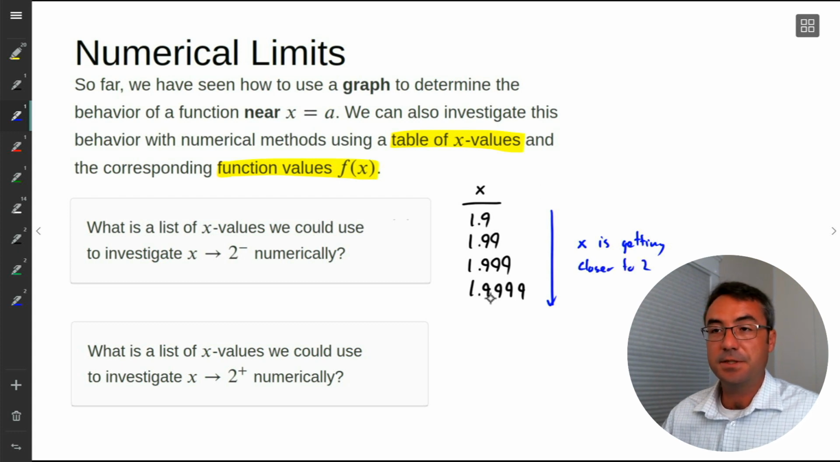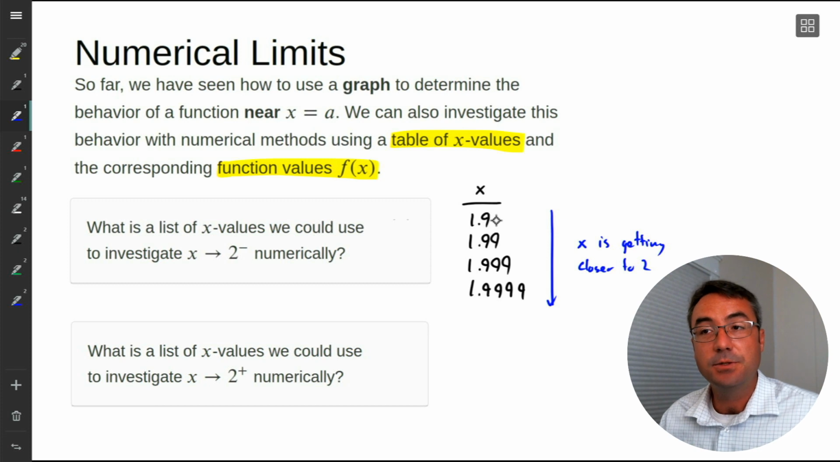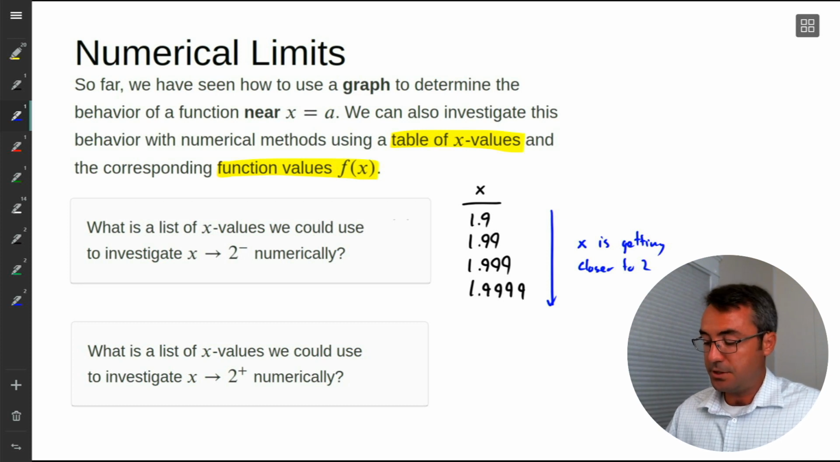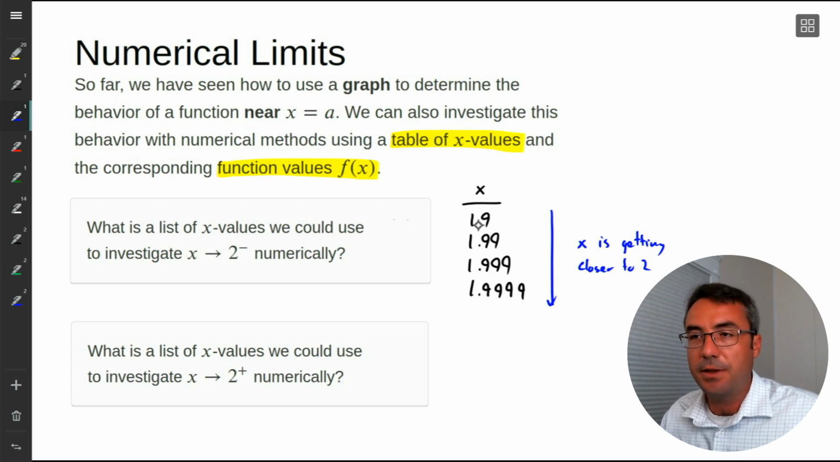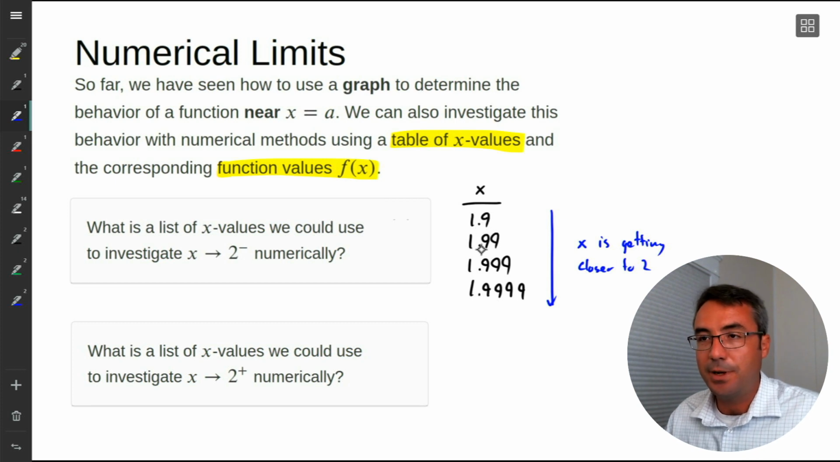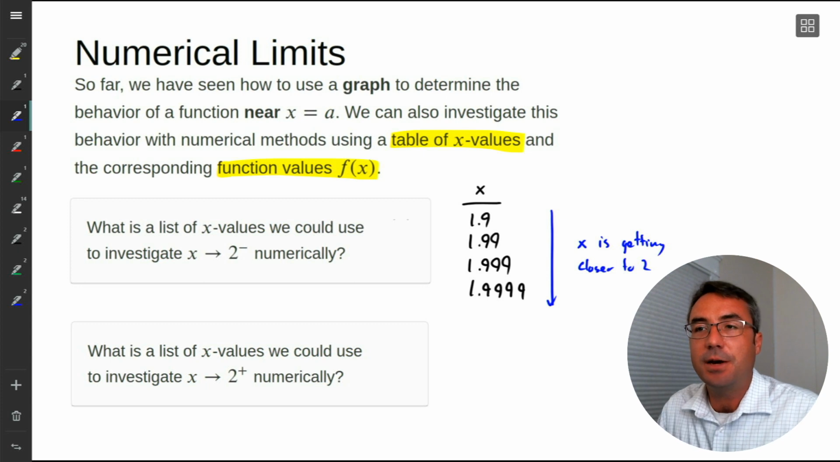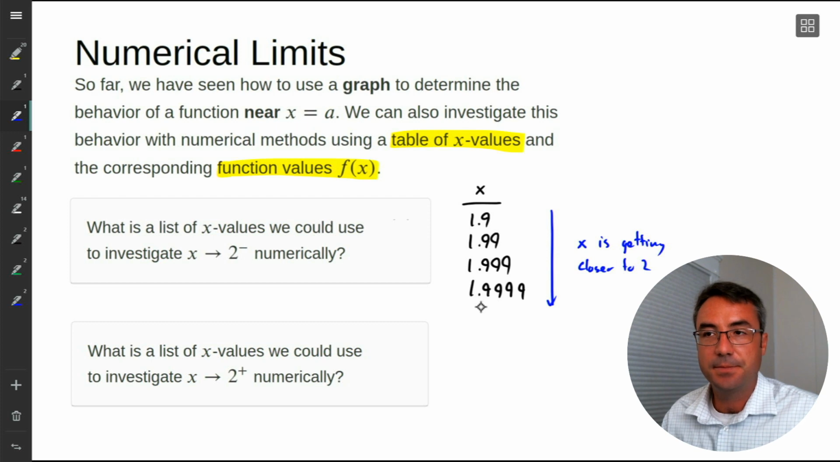So as we read down this list, the number down here is much closer to the number 2 than the ones that came before. As we go down this list, the values are getting closer and closer to the number 2, but they're all slightly smaller. All right, so this is just one example, but there are other ones. We could have done 1.8, 1.9, 1.98. You could come up with all sorts of different lists. This is just one example of that.